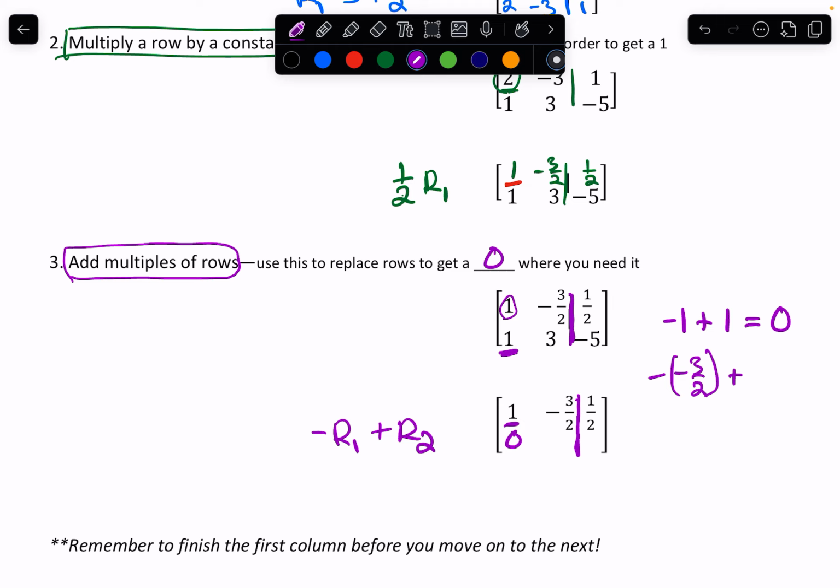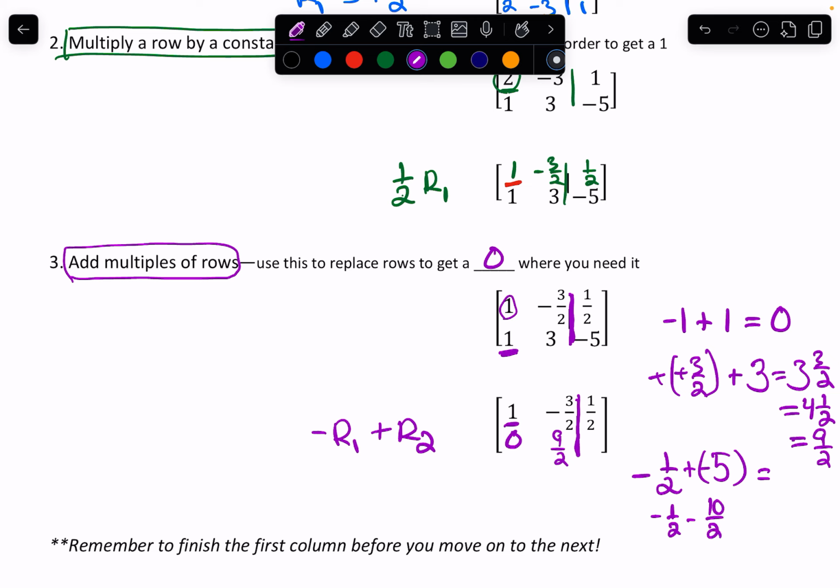Now we have the augmented column. So we're going to take the negative of the first row augmented column element, so a half, and we are adding the second row augmented column element to it, so -5. So we get -1/2 minus 5. So this ends up being -1/2 minus 10/2, because we need the same denominators. We get -11/2. So this column right here is -11/2.